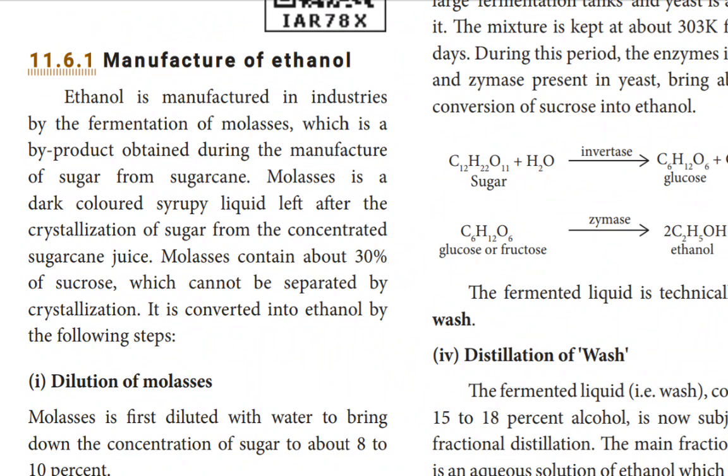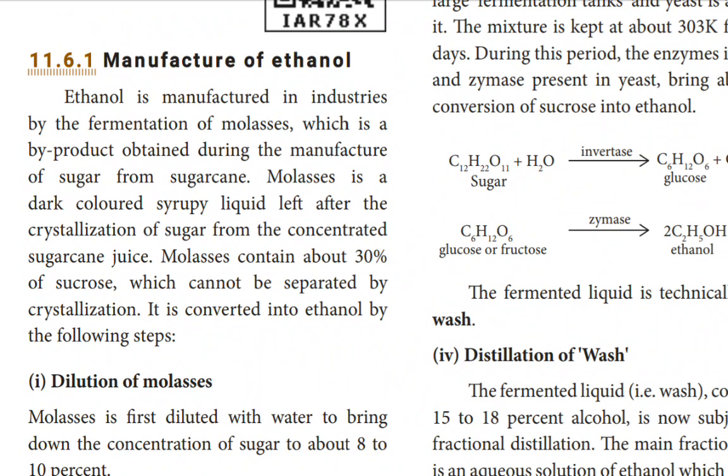This is called sugar molasses. So what is the sugar percentage of sugar molasses? 30 percent of sucrose may be there in the sugar molasses, which cannot be converted into a crystal form of sugar. So this is taken for the manufacture of ethanol.